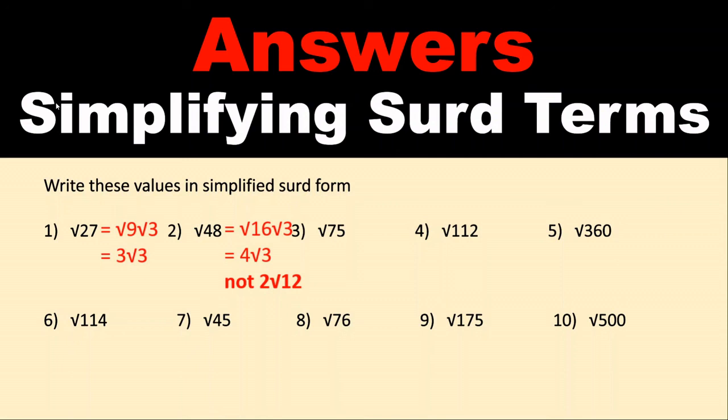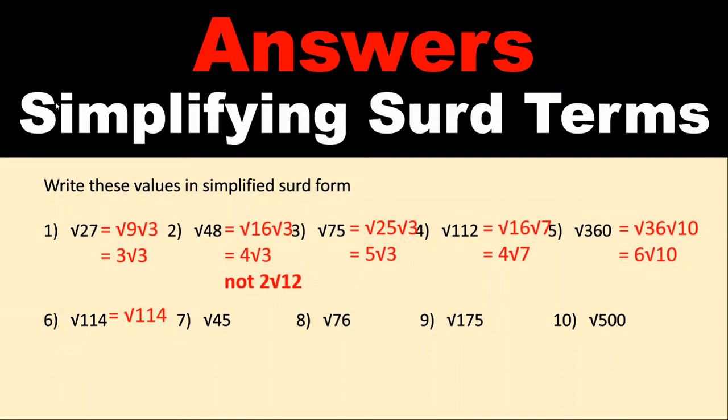Next, question 3. Question 4. Question 5. Question 6 is already simplified. 414 doesn't have any square factors. Question 7. Question 8. Question 9. And question 10.